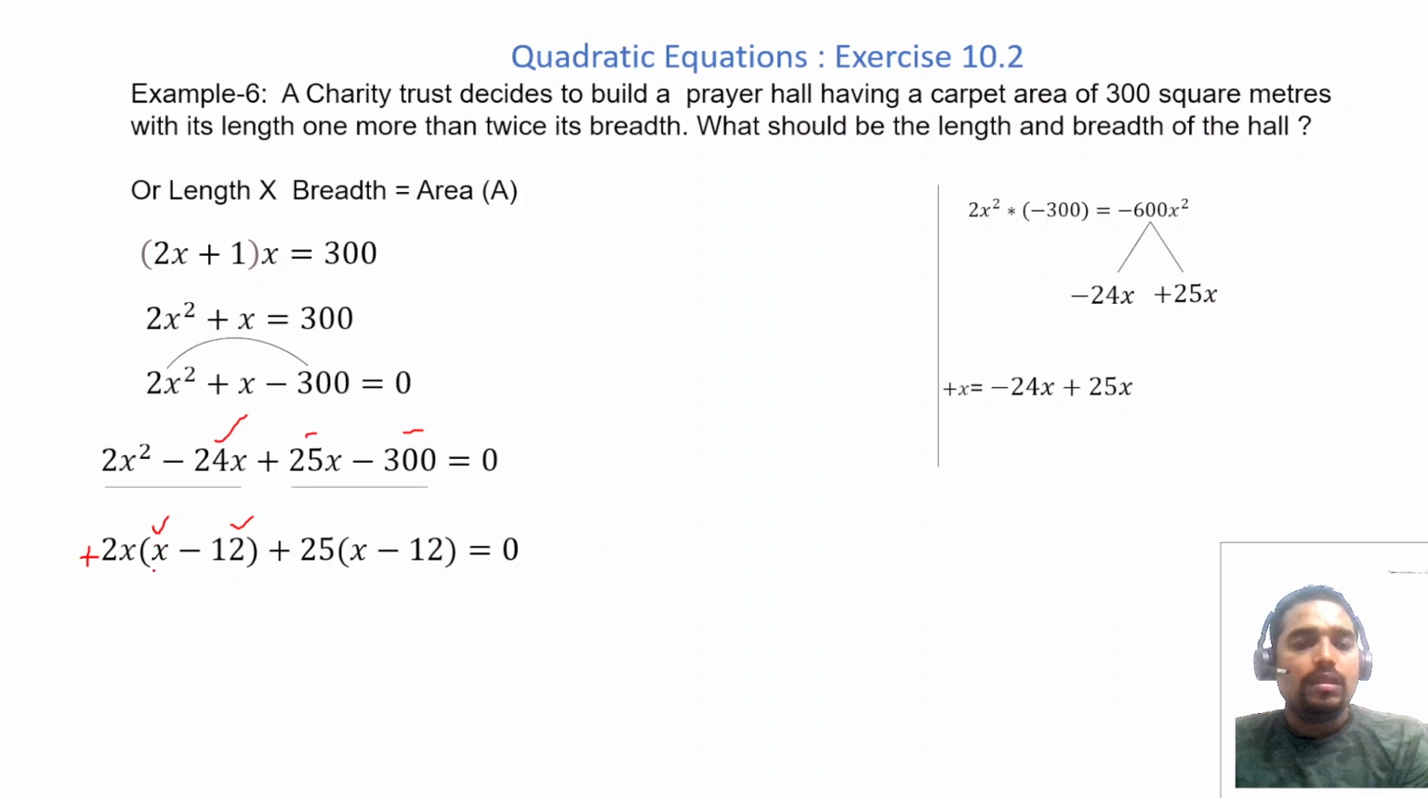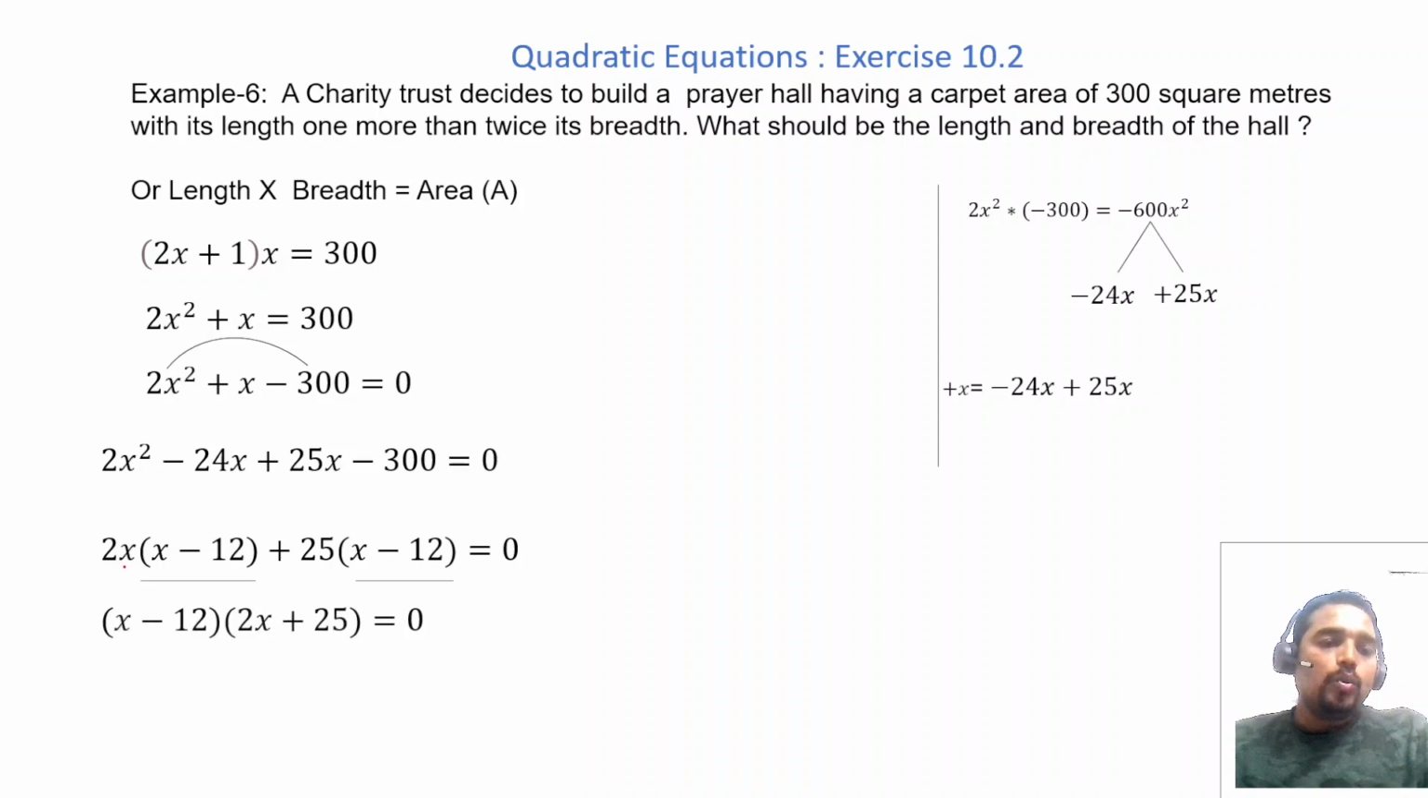Therefore now we see that from the first term 2x into x minus 12 and plus 25 into x minus 12, we see that x minus 12 is common between both the terms. Now let us take x minus 12 as common. If you take x minus 12 as common, then from the first term 2x is left, and from the second term plus 25 is left. That is what is written here. So now we see that a into b equals 0. If a into b equals 0, then either a equals 0 or b equals 0, that is x minus 12 equals 0, or 2x plus 25 equals 0. That is, either this term equals 0 or this term equals 0.